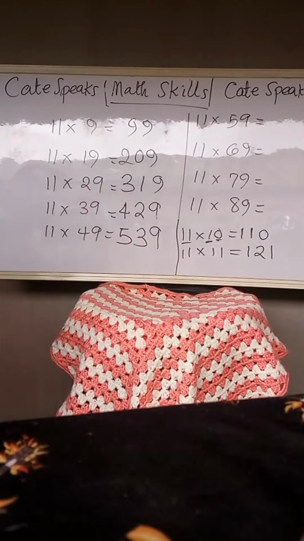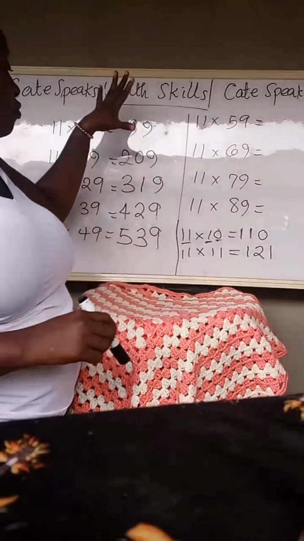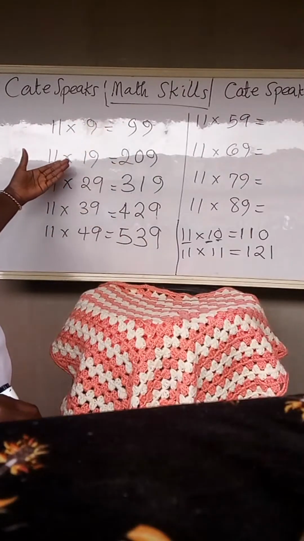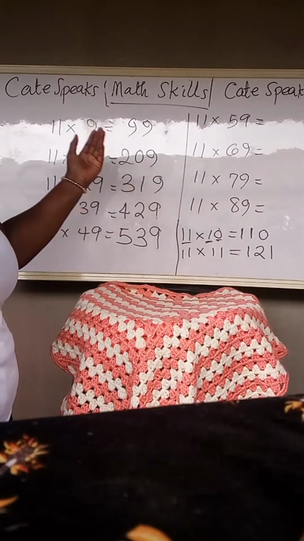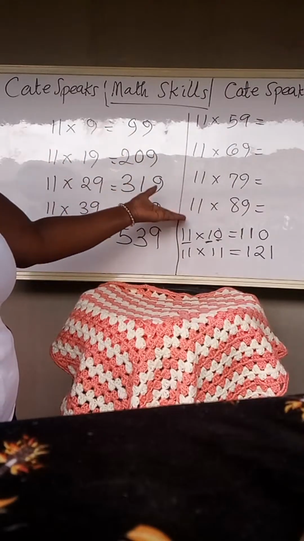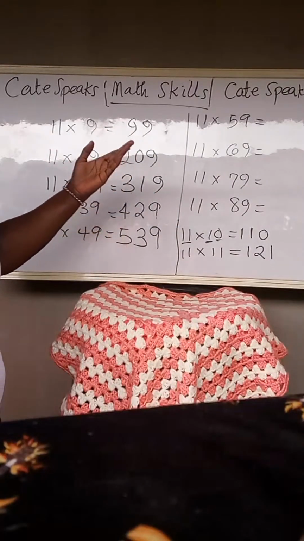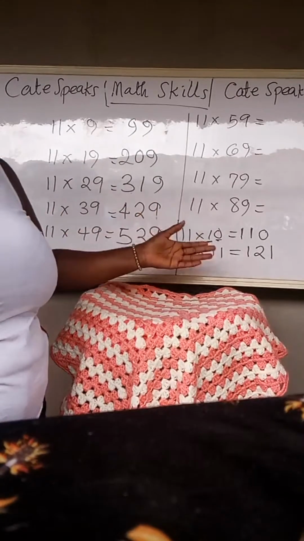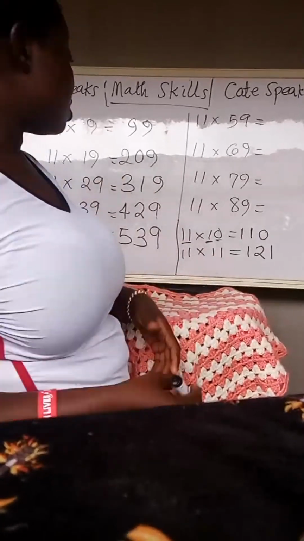So if you check the calculator, you see how fast this can go. 11 times 9, 99. 11 times 19, 209. 11 times 29, 319. 11 times 39, 429. 11 times 49, 539. That's how to multiply numbers like these.